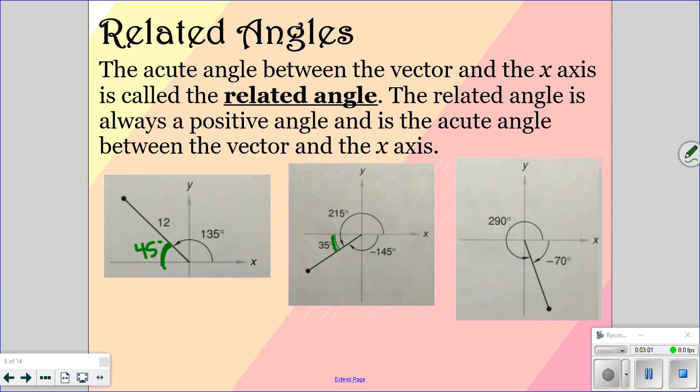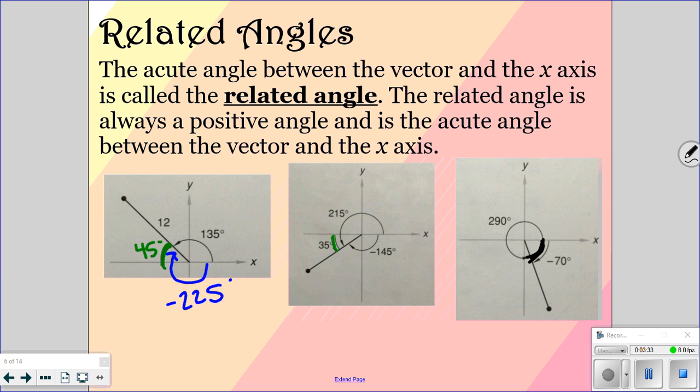So I could have, on this first one, gone backwards, and I could have gone this way, and that would have been negative 225. And so 45 degrees is related to negative 225 as well as 135. And then on this last one, it tells us this is 290, and so the remaining part here is the related angle, which is negative 70 degrees, but it's always a positive angle that you use. So 70 degrees is related to 290.